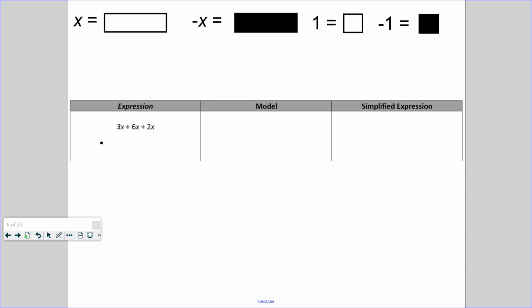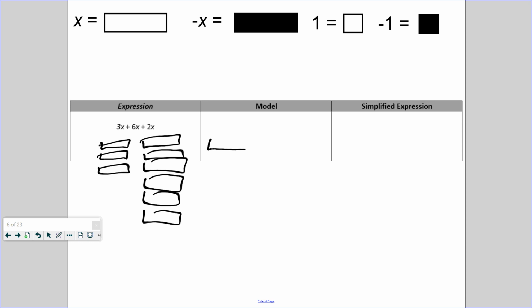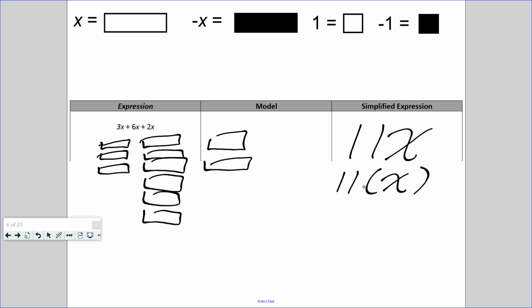So 3 x's plus 6 x's plus 2 more x's. Do you see any zero pair? Do you see anything that's going to cancel out? Is there a simpler way of writing this? Because this is a lot of tiles to draw. What about saying 3, 4, 5, 6, 7, 8, 9, 10? There are 11 groups of x's, or 11 x.